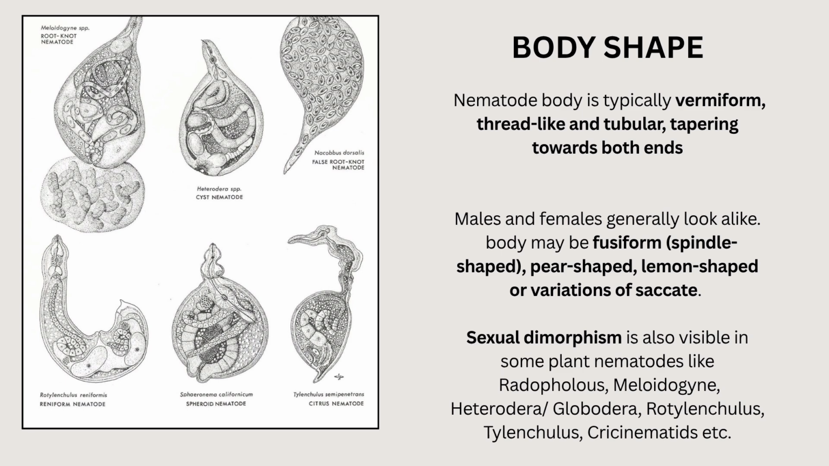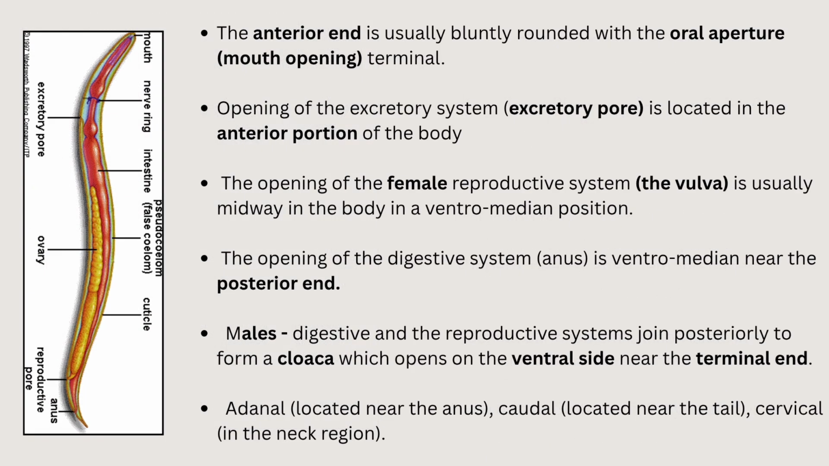So for example, we can take Meloidogyne, the root knot nematode. Here the adult females are pear shaped and swollen, while the adult males are slender and vermiform. So that explains the sexual dimorphism: it is different, so we can easily identify the females and the males separately. Now we will discuss the locations of the important openings of the nematode body.